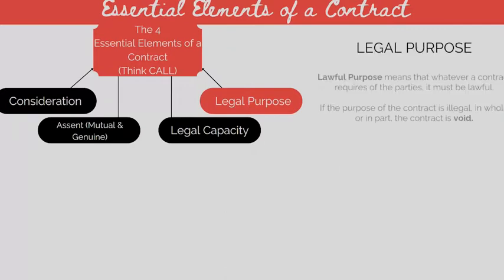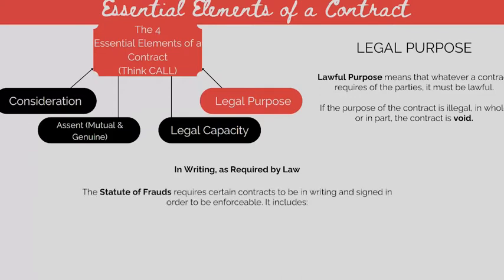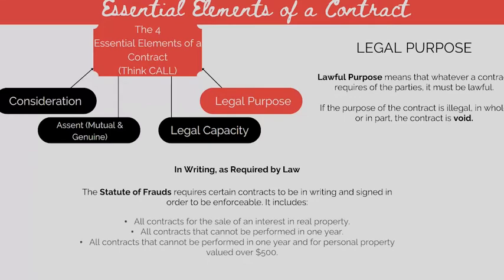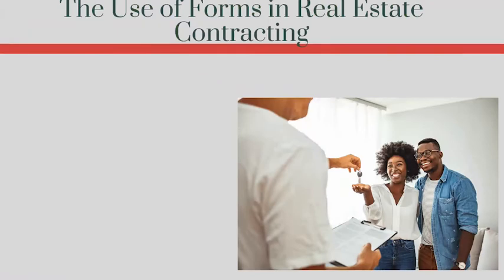Moving on to legal purpose. Lawful purpose means that whatever a contract requires of the parties, it must be lawful. If the purpose of the contract is illegal, in whole or in part, the contract is void. In writing, as required by law, the statute of frauds requires certain contracts to be in writing and signed in order to be enforceable. It includes all contracts for the sale of an interest in real property, all contracts that cannot be performed in 1 year, and contracts for personal property valued over $500. The use of forms in real estate contracting.